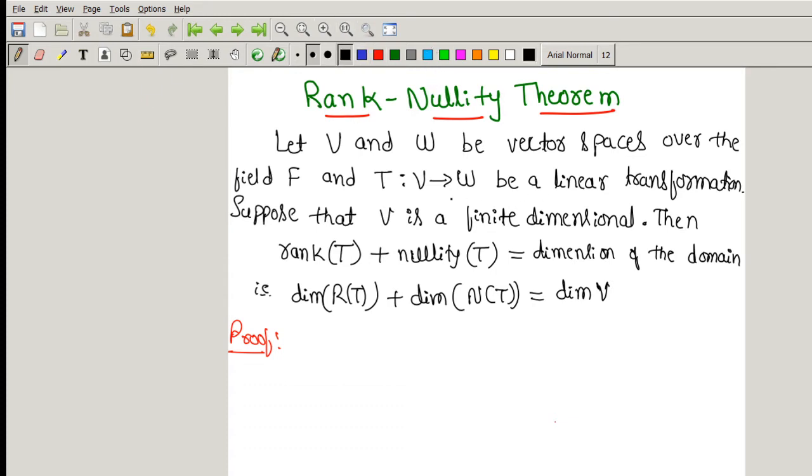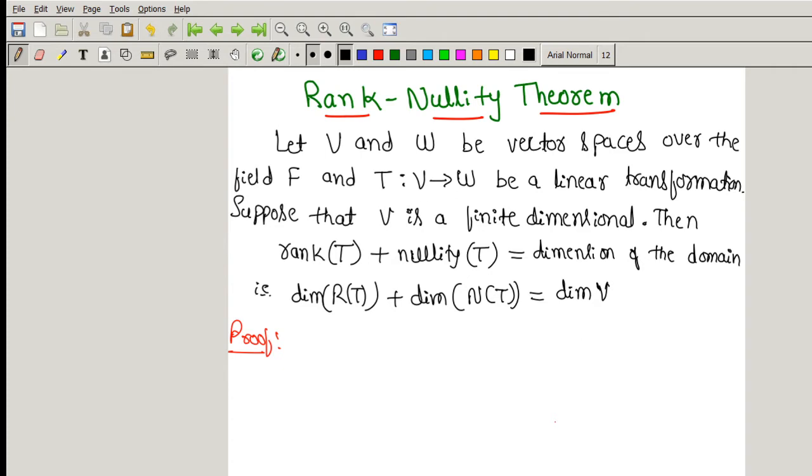Suppose V and W are any two vector spaces over a field, and T from V to W is a linear transformation, and suppose V is finite dimensional. W can be any vector space, but there is a restriction on the domain space: it must be finite dimensional. Then rank of T plus nullity of T is equal to the dimension of the domain. That is, rank of T is the dimension of the range space of T, nullity is the dimension of the null space of T, and the dimension of the domain is the dimension of V.